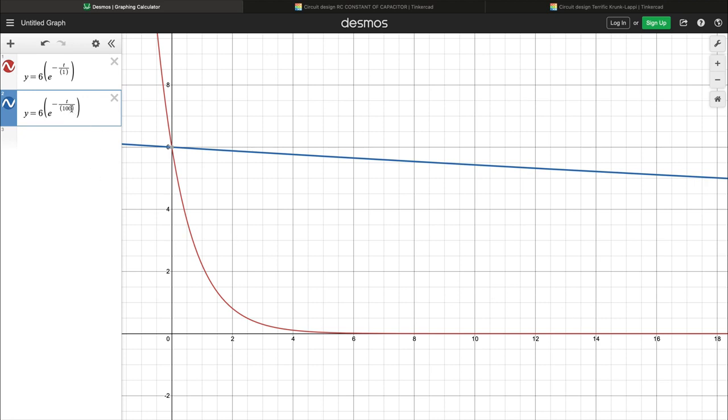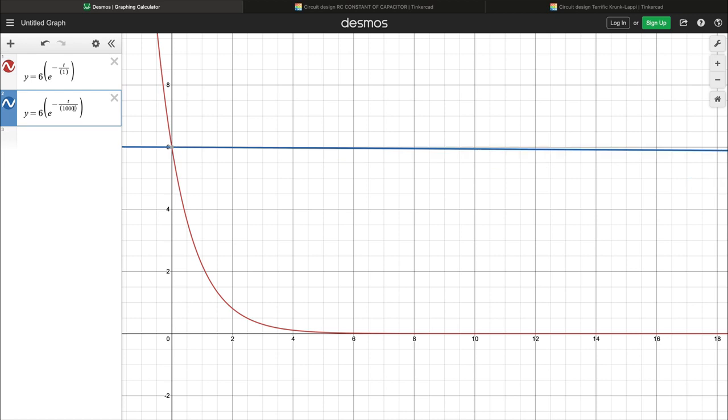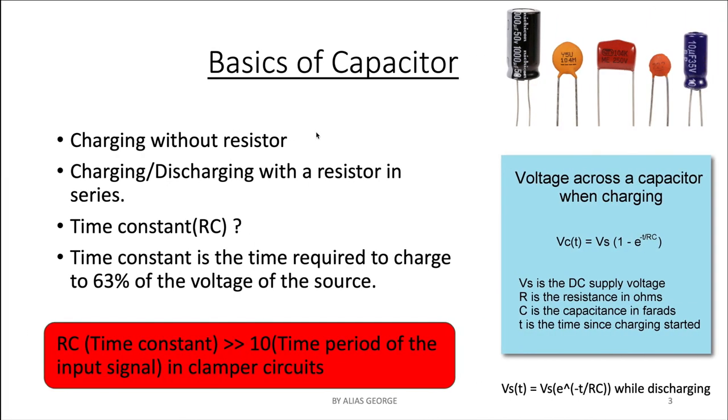If we again further increase the RC to a higher value, then we can very much say that for a smaller time interval, the capacitor will provide a constant voltage if we increase the RC time constant for discharging. Okay. So we will be continuing now. Please keep this in mind. It is very important in the case of clamping circuits.